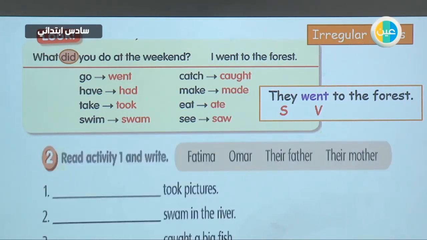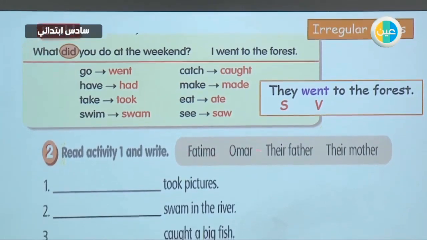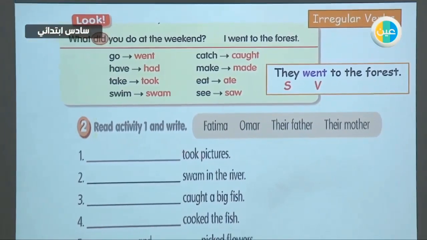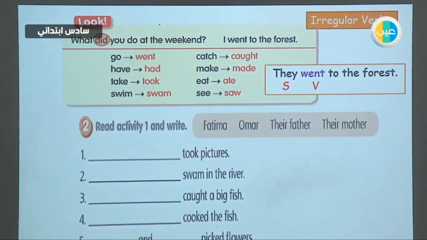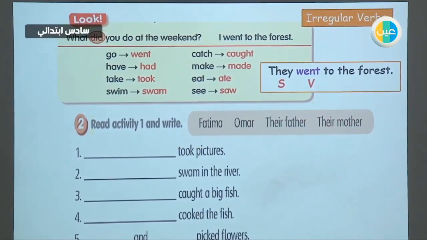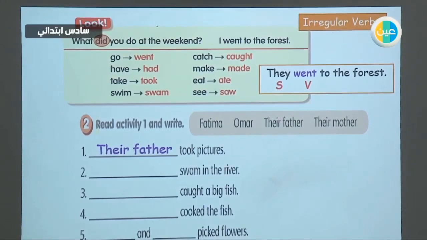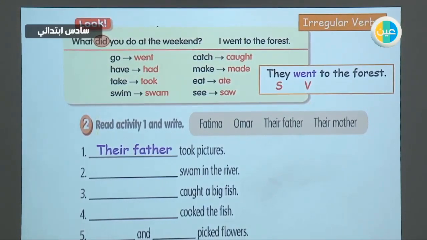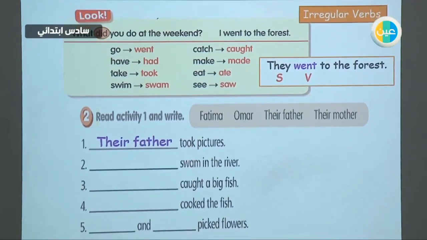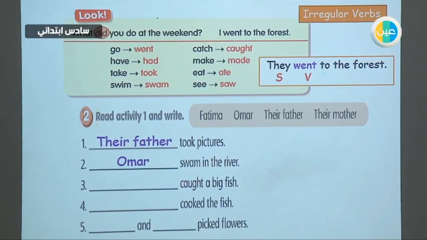Let's do the exercise. Number two, we have the names of the family members and we want to finish these sentences. Who took pictures? What do you think? Who took pictures? Fatma, Umar, their father or their mother? Yes, their father. Swam in the river. Swam, the verb swam. This is happening all in the past. Who swam in the river? Umar. Who caught a big fish? Fatima. Who cooked the fish? Their mother. Who picked flowers? Umar and Fatima. Okay? You have to answer all these sentences, please. Write the names of the family members.